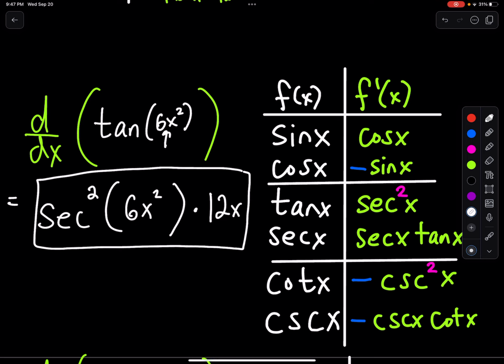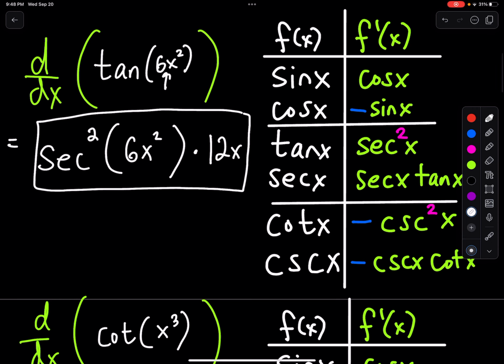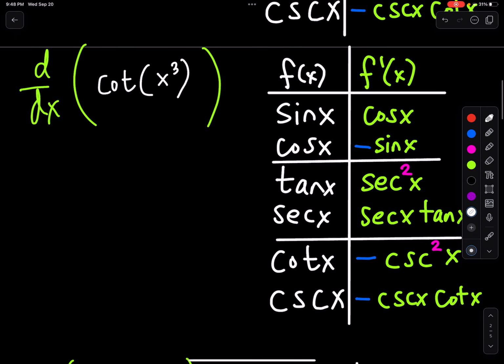So again, the derivative of tan is its secant buddy squared. Don't forget the chain rule. So put a little check mark. We did that one. All right.